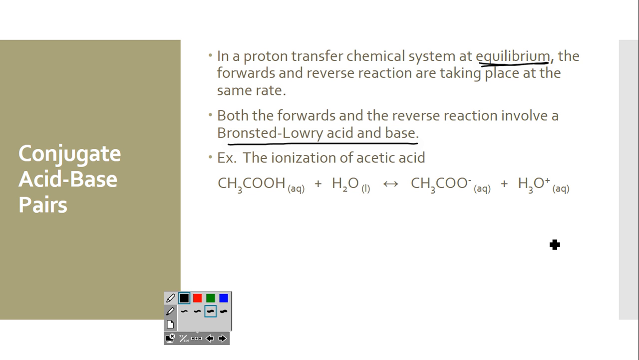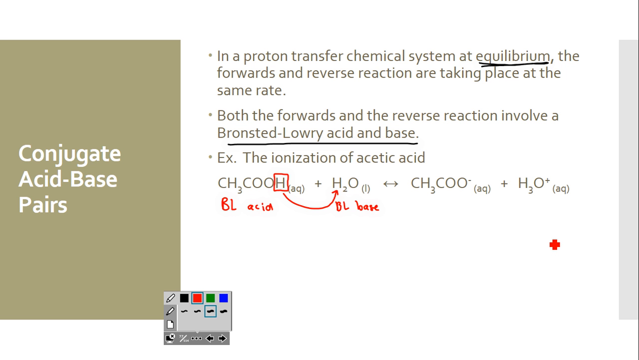If we look at this example of acetic acid here, I would be able to identify that what happened is that acetic acid donated a proton to water. I would call this the Bronsted-Lowry acid, and this the Bronsted-Lowry base. That's if I was looking at the reaction as if it was proceeding from left to right. But it's equilibrium, so we know the reaction could be happening from right to left as well.